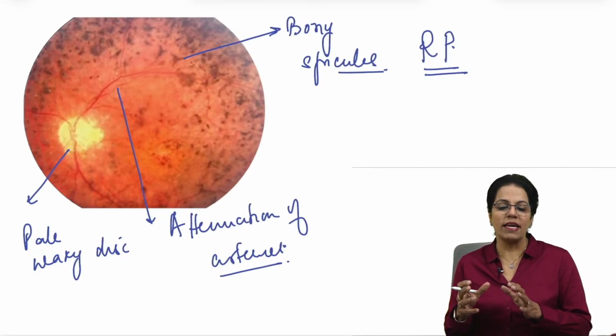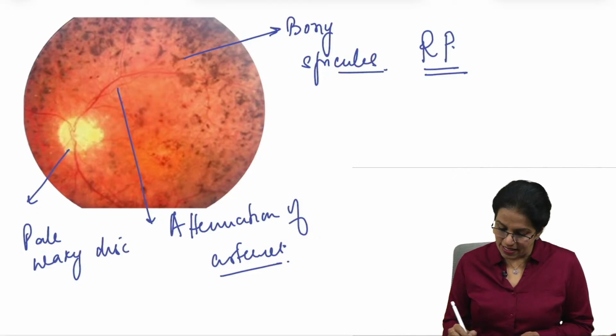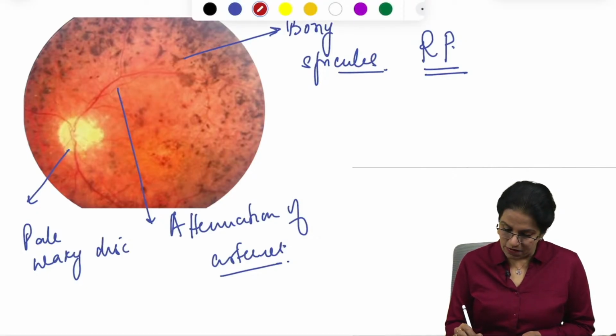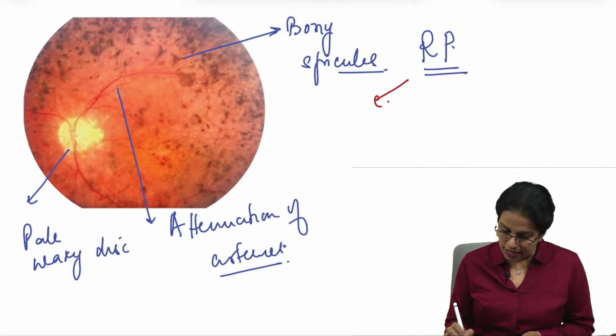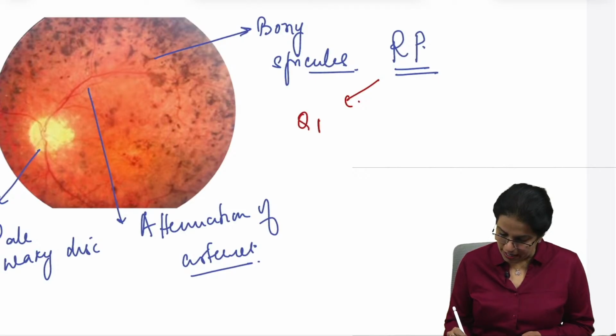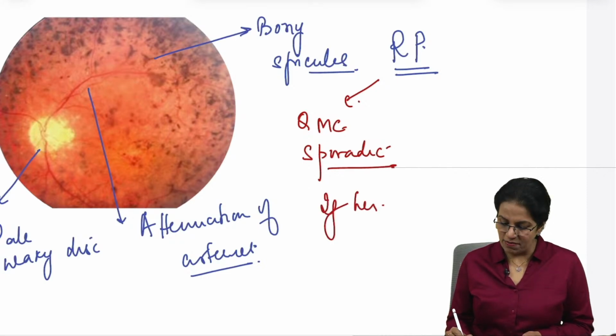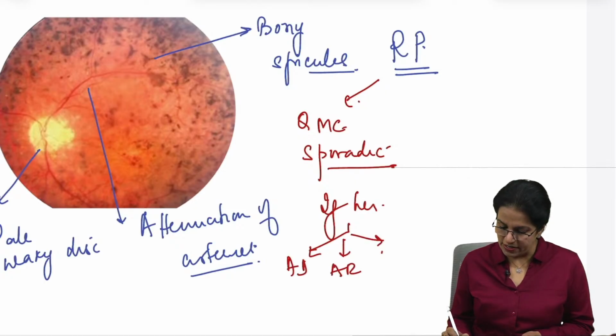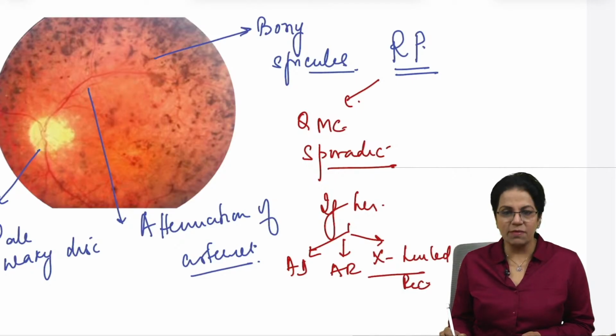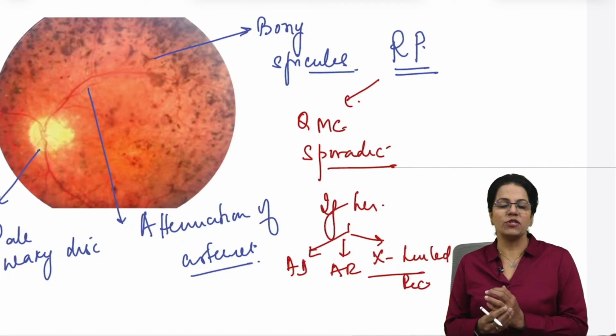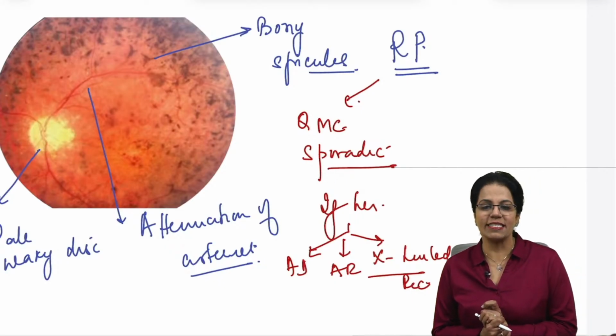What do you have to keep in mind? Let's discuss a few important questions. First of all, it is most commonly sporadic. And if it is hereditary, the inheritance can be autosomal dominant, autosomal recessive, or X-linked recessive. There has been a debate about which is more common. I think AD should be answered as more common, though it is still debatable.